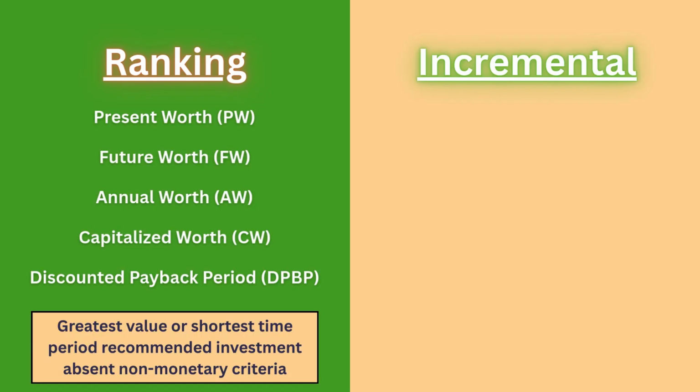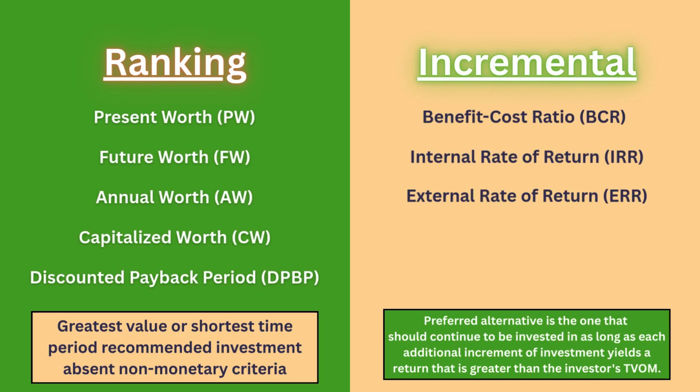Each of these 8 methods falls into 2 groups: ranking or incremental methods. PW, FW, AW, CW, and DPBP are ranking methods that involve ranking projects by the selected DCF value and picking the best one. For example, the project with the highest present worth or the shortest payback period wins. BCR, IRR, and ERR are incremental methods. These compare one project against another and ask, is the extra investment worth it?